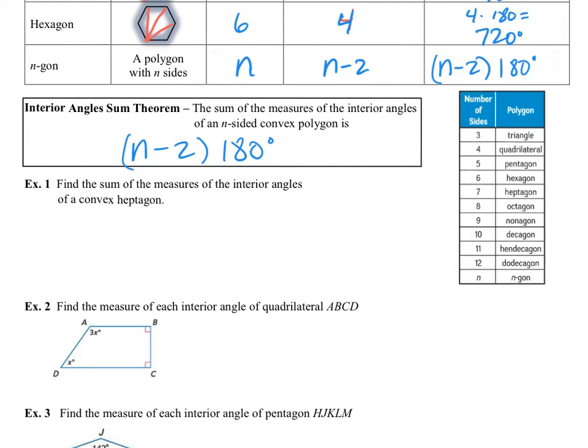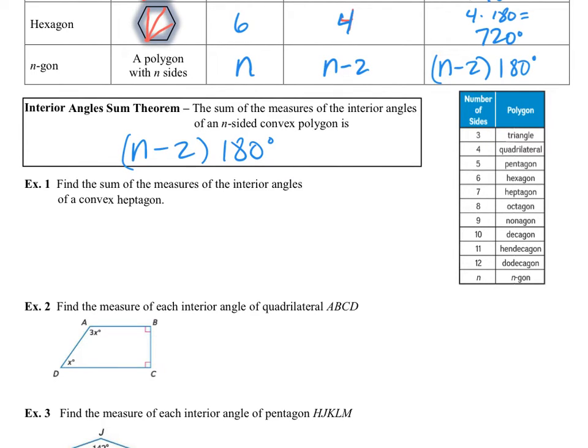Okay, so we're going to take a look at some examples in just a second, but real quickly, I just want to refer you to this chart. These are some terms that you probably already know, most of them, but get familiar with the names of these polygons. We name a polygon by the number of sides that it has.